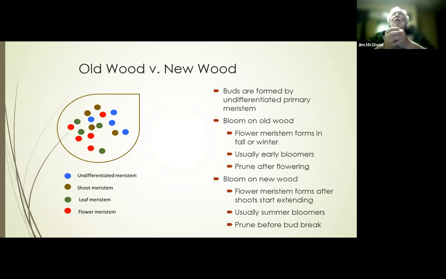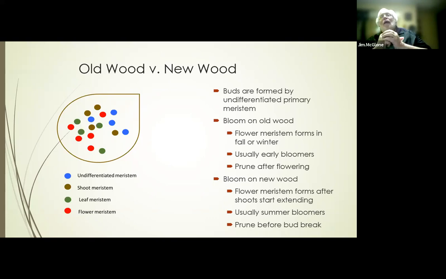Now, plants that so-called bloom on old wood, things like rhododendrons and flowering dogwoods, generally what's happening is that flower meristem is forming either in the late summer or the fall or the winter. So it's forming the year before. And typically these plants that bloom on old wood are early bloomers.